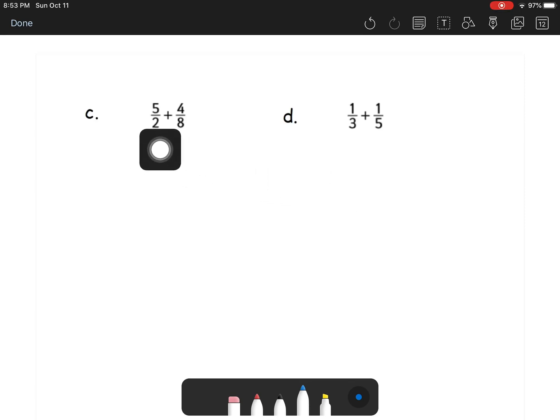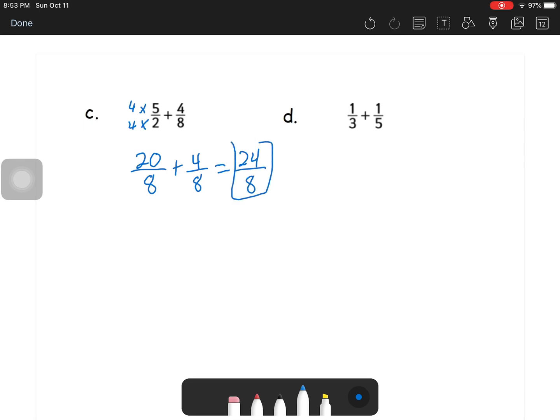Alright. Part C, this one looks like we only have to change one fraction, because I can change that 2 into an 8 if I multiply it by 4. So times 4, times 4. And we rewrite this, 20 over 8. So it's 20 over 8 plus 4 over 8, which is 24 over 8.